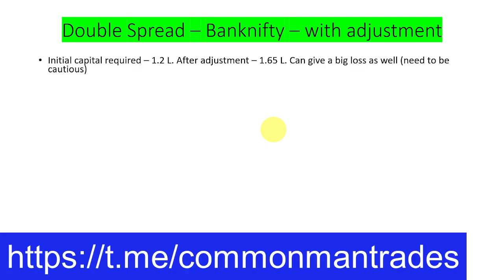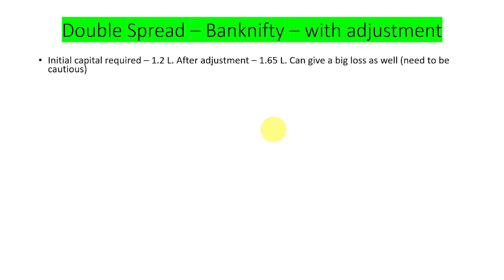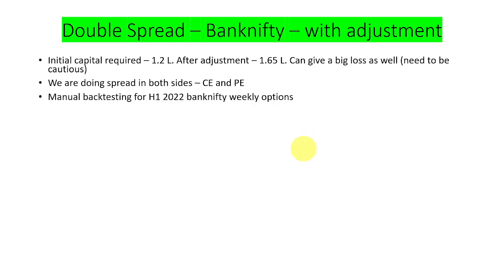As I said, the initial capital required in the strategy is going to be 1.2 lakh. If we are doing adjustment, if it is required, then it is going to be 1.65 lakhs. As I told you, it can give you a very big loss as well. We are going to do spreads on both sides, CE and PE, that is a double spread, a kind of iron condor, something similar to this.